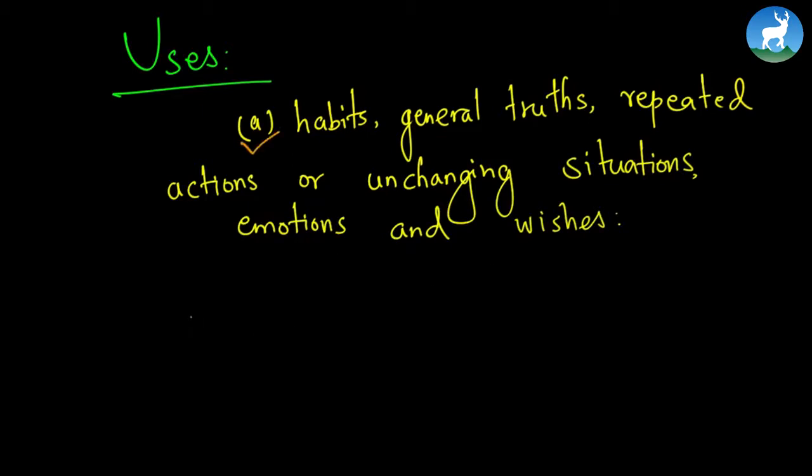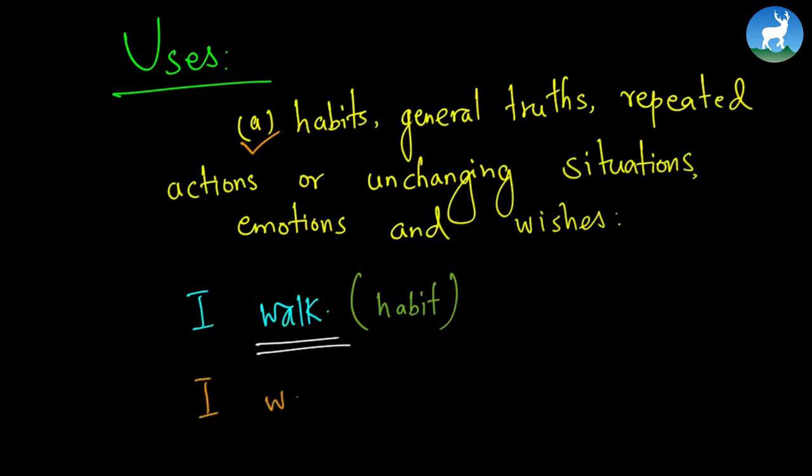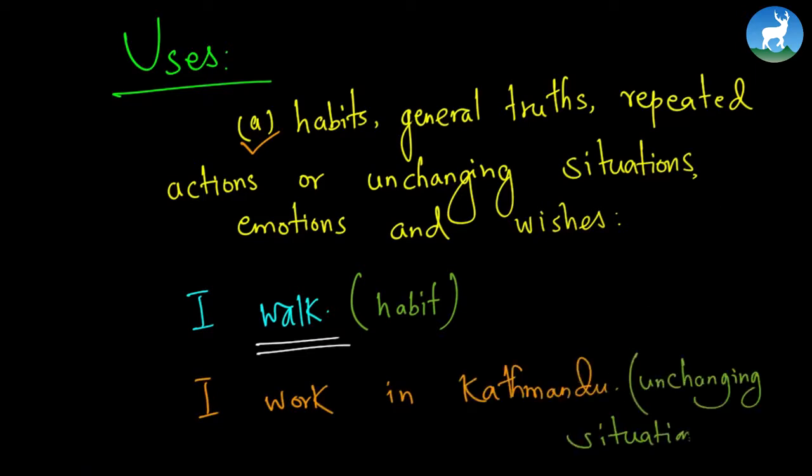For example, I can say something like, I walk. So this is a habit. I do not travel by bus, rather I walk. So it's a habit. That's why we use the simple form of the verb walk. Now I can give you another example. I can say something like, I work in Kathmandu. I work in Kathmandu is an unchanging situation, so we use the simple present tense. The work is the present form of the verb.